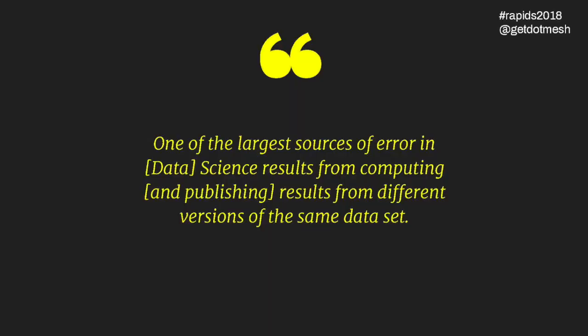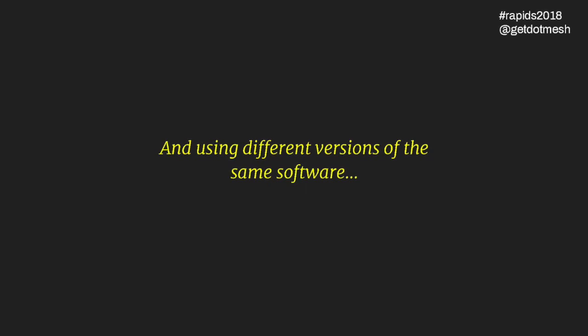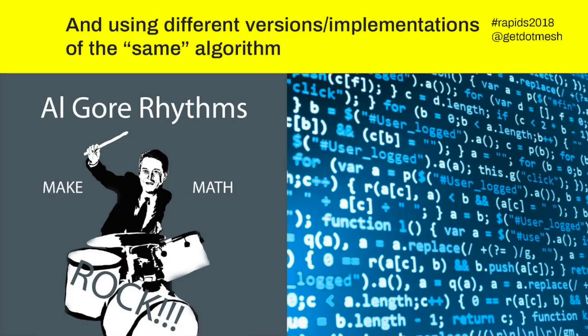And one of the largest sources of error that we see in science and data science comes from computing or recomputing results on different versions of the same data, and that different version is unknown. You don't know that sometimes. And then using different software versions. And then using different versions of the same algorithm. So, random forest implementation in 3 different languages you assume are doing the same thing. And we need to be aware of that.